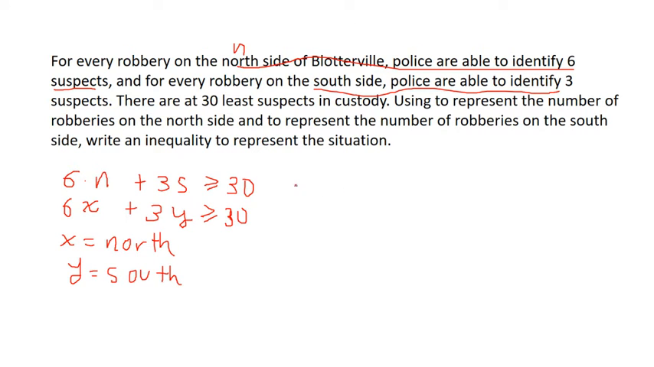So, if I want to graph this, what we can do, so if I have 6x plus 3y is greater than or equal to 30, we can put it in slope-intercept form. So we're going to have to solve for y, because I want it to look like this: y is equal to mx plus b.